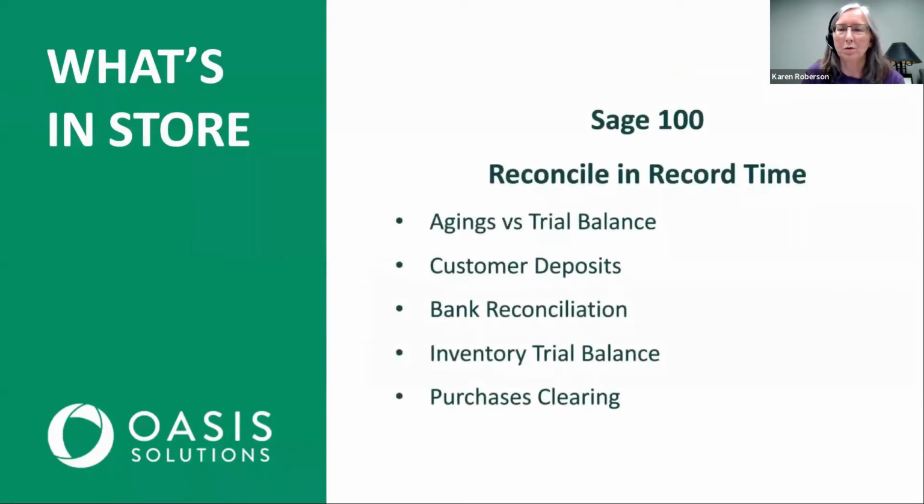So we are going to talk about reconciling in record time. We're going to talk about your aging reports versus your trial balance report and reconciling back to the GL. We're going to talk about customer deposits, bank reconciliations, inventory trial balances and balancing that to the GL, and also purchases clearing. So again, like in the others, there's a lot of information here, and everything I've got is going to be PowerPoint.